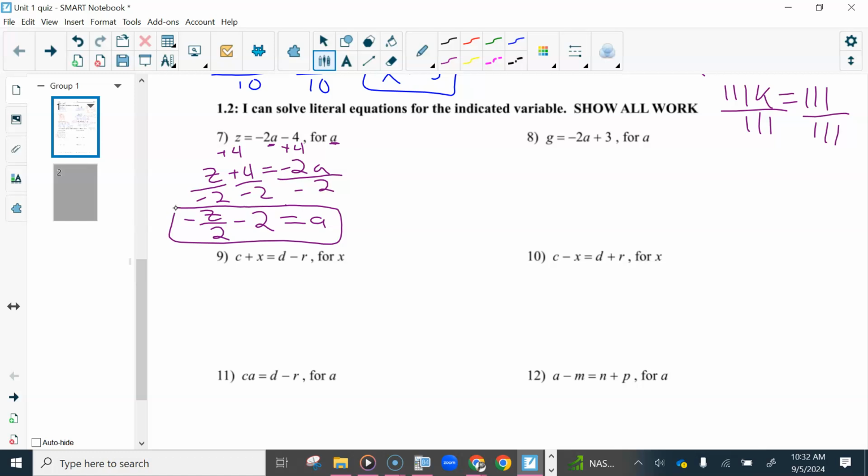Number 2 is very similar, except we're not going to be dividing everything separately, but we do have to take care of the negative. So subtract 3 on both sides. I can divide this entire thing by negative 2, and the negative does this thing again. So I need to move that up front or out front.